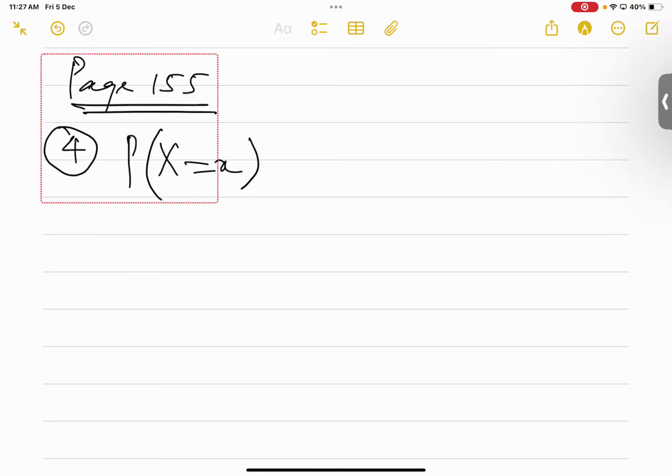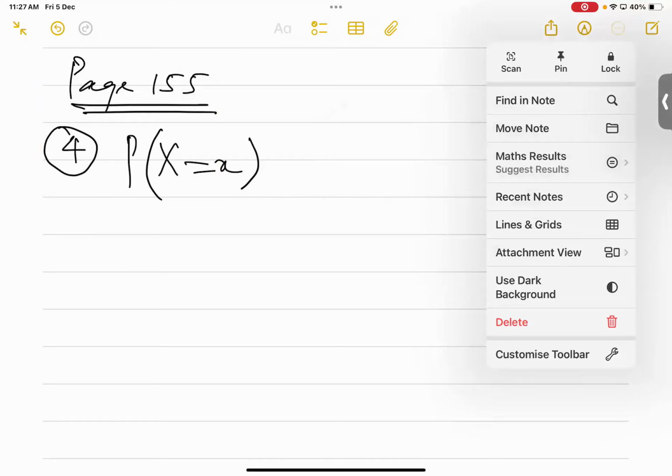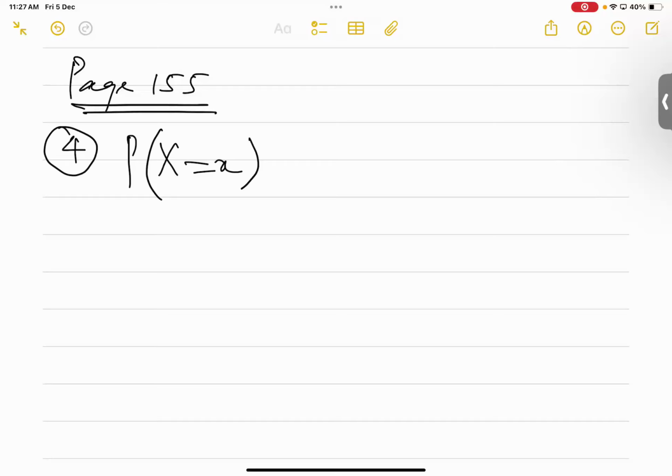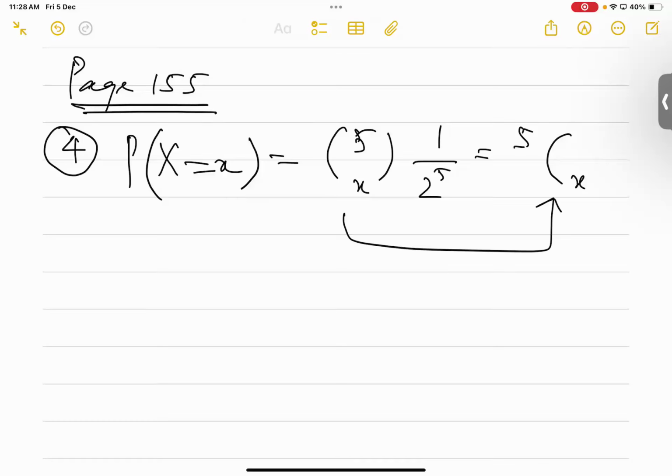P of x is equal to small x, 5cx, some bracket like this, and 1 upon 2 raised to 5. Now this is called as 5cx, it's combination, into 1 upon 32. 2 raised to 5 is 32. So this probability formula they have given. And this is only true when x is equal to 0, 1, 2, 3, 4, 5.